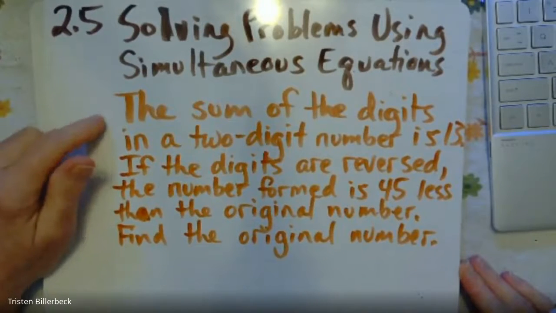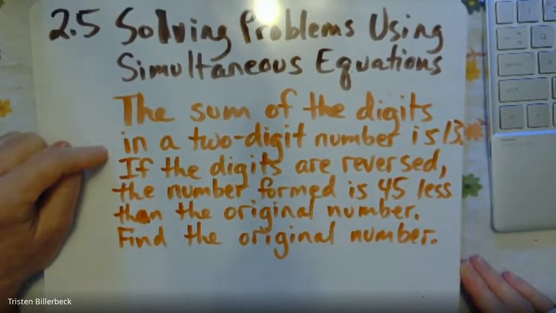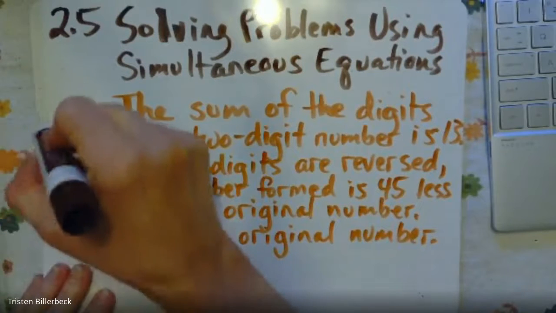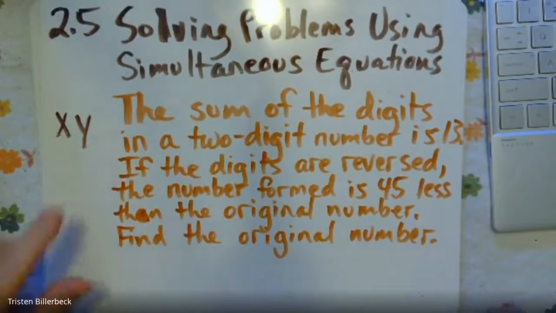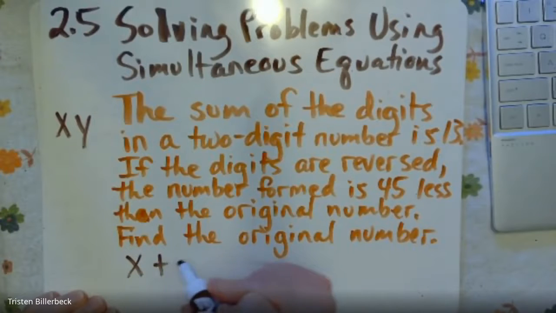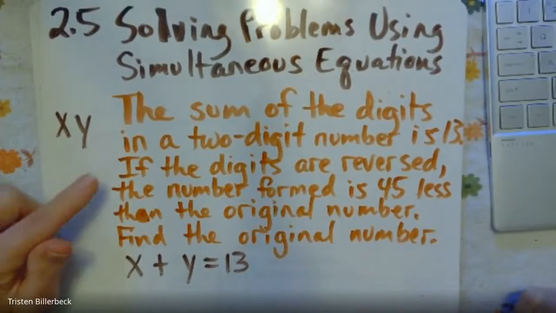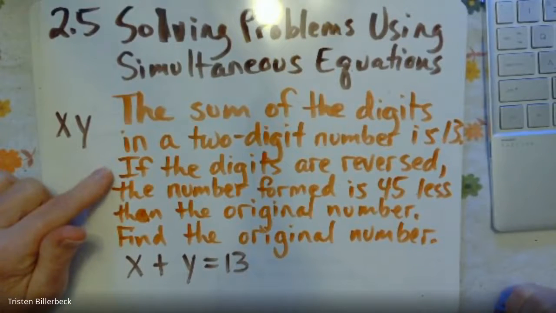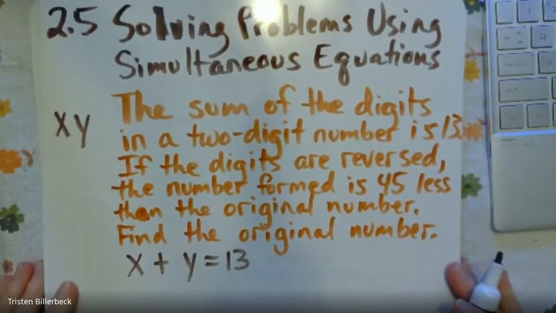So we read the statement: the sum of the digits in a two-digit number is 13. Let's say we have a two-digit number xy. So we have our first equation, x plus y equals 13. And then it goes on and says, if the digits are reversed and the number formed is 45 less than the original number, find the original number.